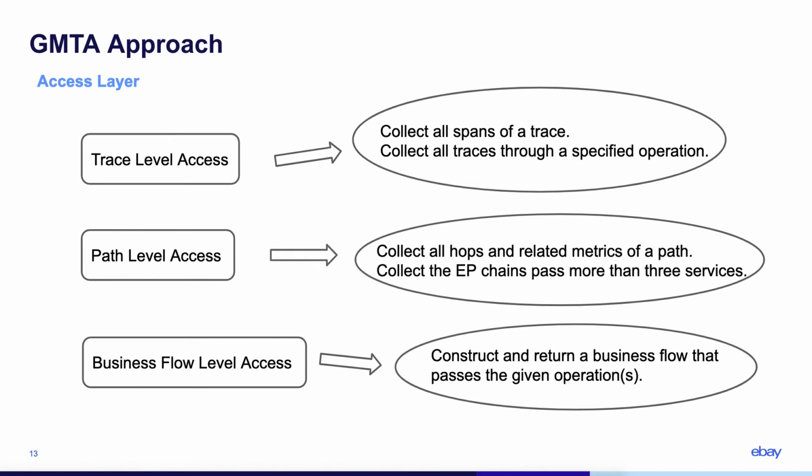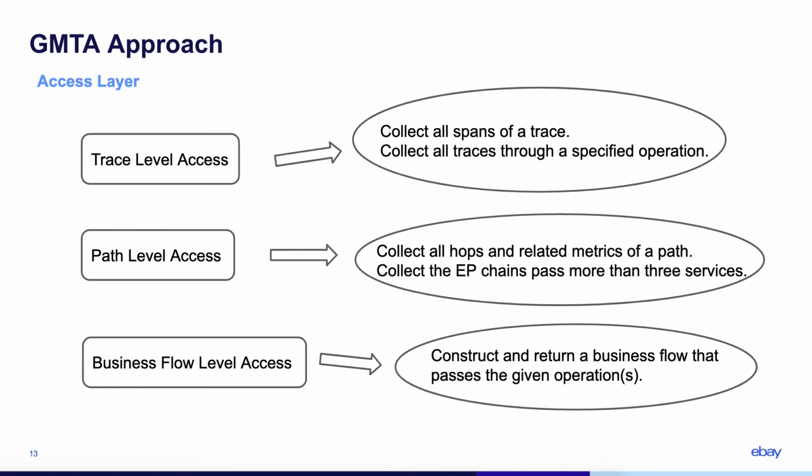The trace level can provide a query interface similar to the current common distributed tracing systems, such as querying a trace that meets specific conditions. The path level can support queries related to the path data after the aggregation and error propagation chain, and the returned results include some common aggregation indicators, such as average time consumption, error rate, and so on. Business flow level can provide business flow generation and query interfaces.